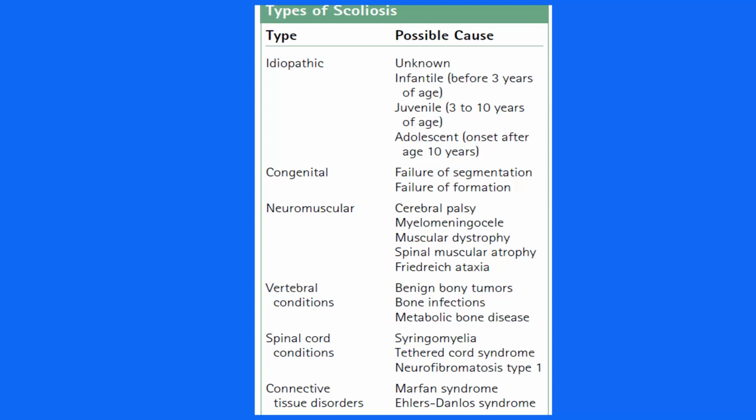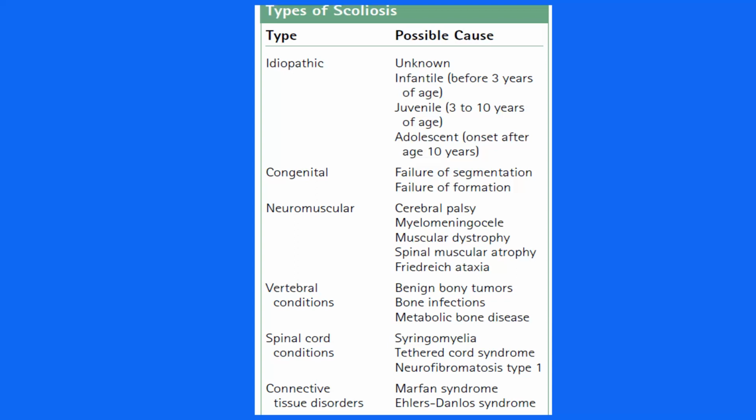So we're forced to operate. Muscular dystrophy, we operate them early because we want to give them a maximum chance to survive. Spinal muscular atrophy and Friedreich's ataxia. Vertebral conditions, we all know that benign bone tumors, an example would be an osteoid osteoma. You have also bone infections and metabolic bone diseases. All these can cause scoliosis.